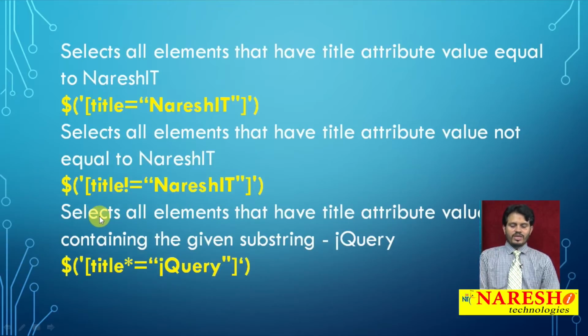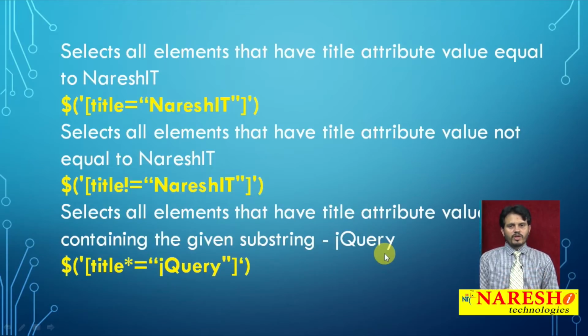Next one is: select all elements that have a title attribute value containing the given string jQuery. It means the element has the title attribute with a value, suppose the value is Naresh IT jQuery video session. So in the complete value, if it matches the specified jQuery, that element is selected.